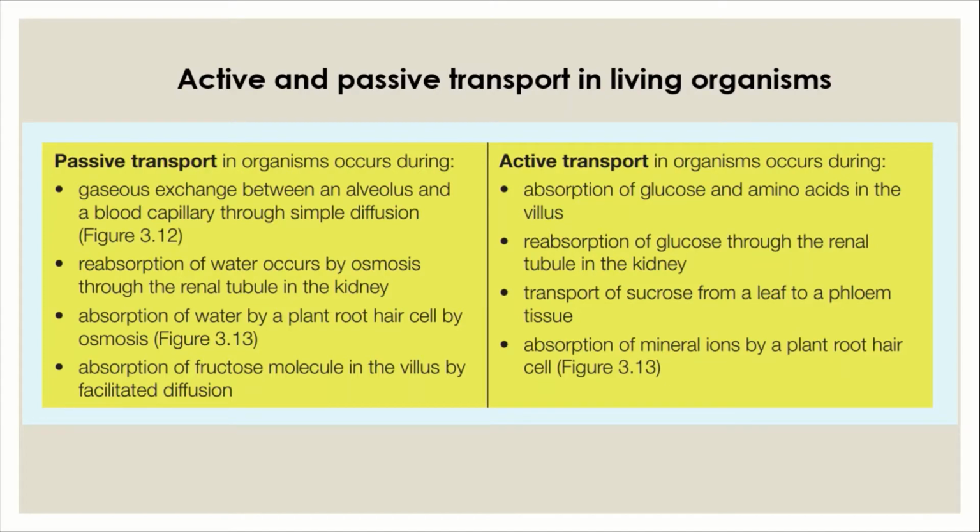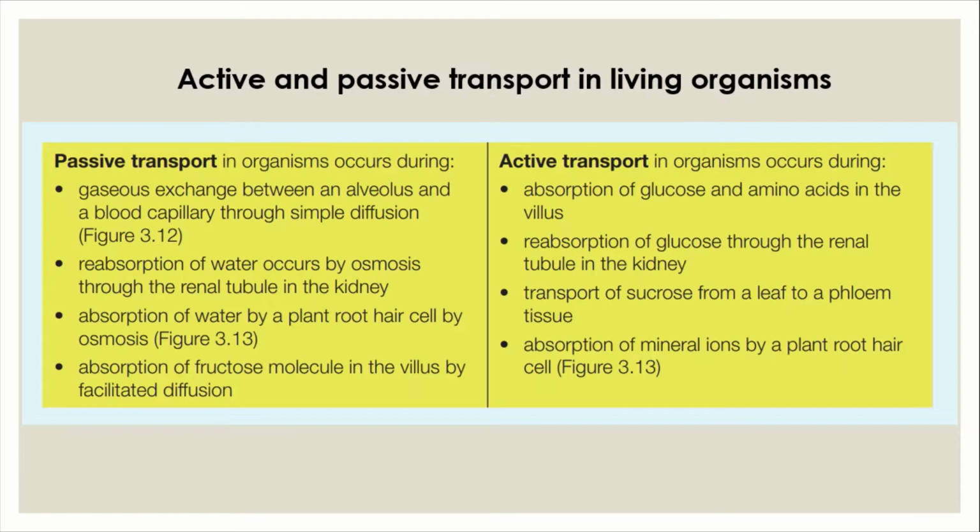Passive transport in organisms occurs during gases exchange between an alveolus and a blood capillary through simple diffusion. Next, reabsorption of water occurs by osmosis through the renal tubule in the kidney. Absorption of water by a plant root hair cell by osmosis. And the last one, absorption of fructose molecule in the villus by facilitated diffusion.